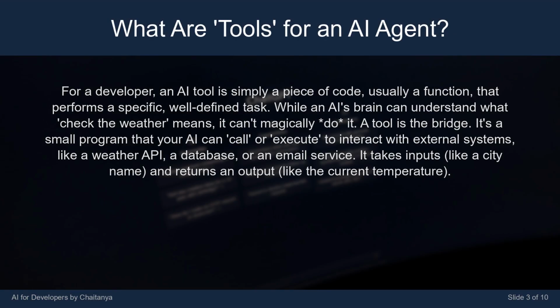For a developer, an AI tool is simply a piece of code, usually a function, that performs a specific, well-defined task. While an AI's brain can understand what "check the weather" means, it can't magically do it. A tool is the bridge. It's a small program that your AI can call or execute to interact with external systems, like a weather API, a database, or an email service. It takes inputs, like a city name, and returns an output, like the current temperature.